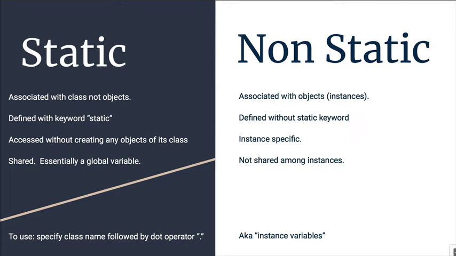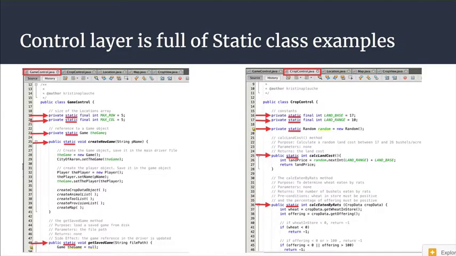Let's look at this in the code for the control layer in our game. The control layer is full of static class variables. A non-static class member must be accessed through an object of its class, but with a static member you can create it to be used by itself by preceding the declaration with the keyword static, as you can see in the code examples here. These are essentially global variables.